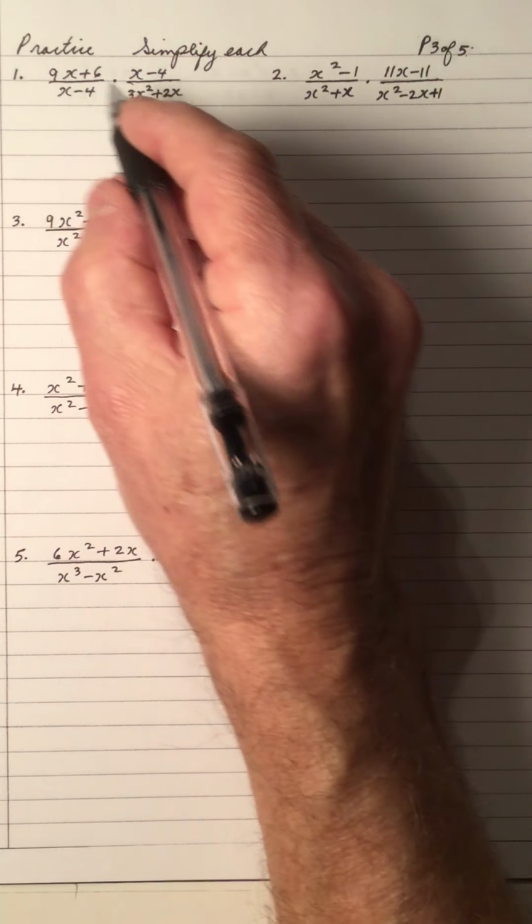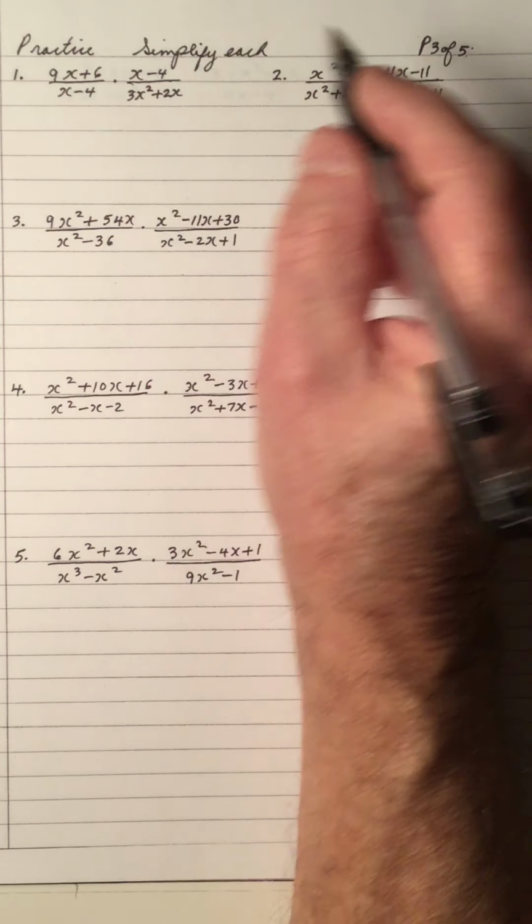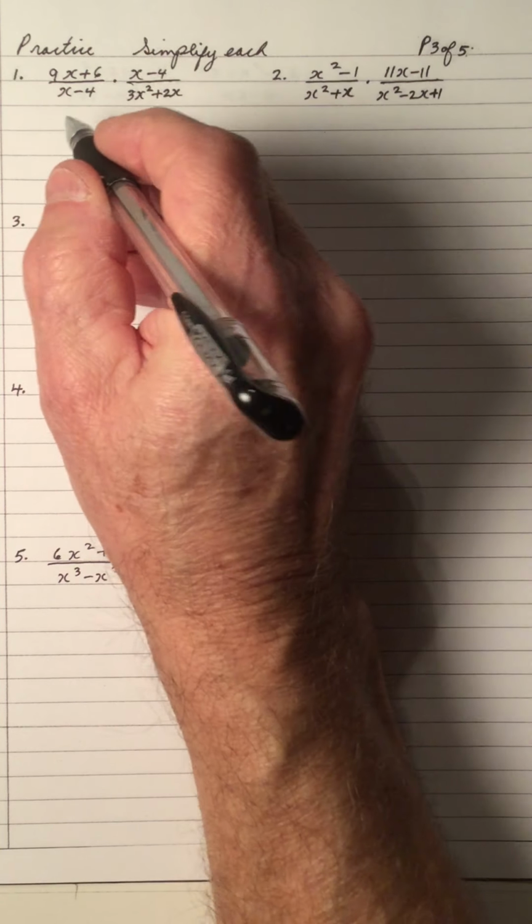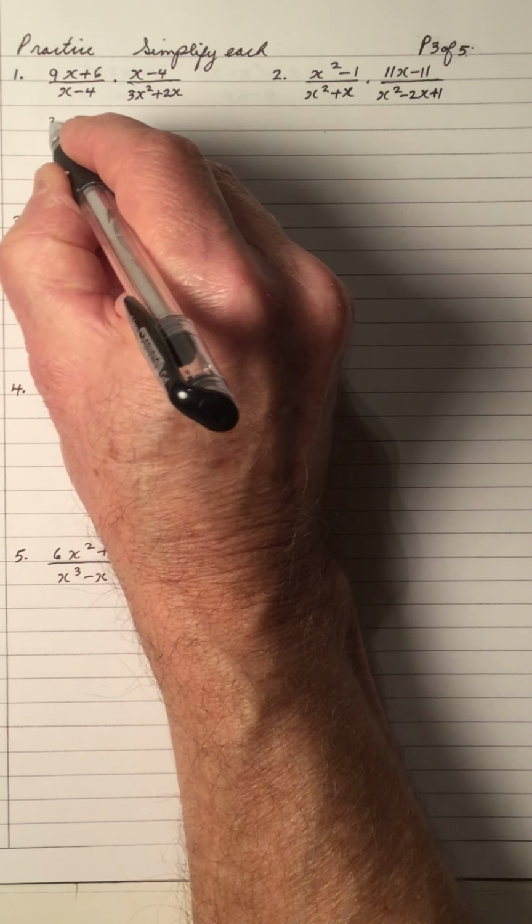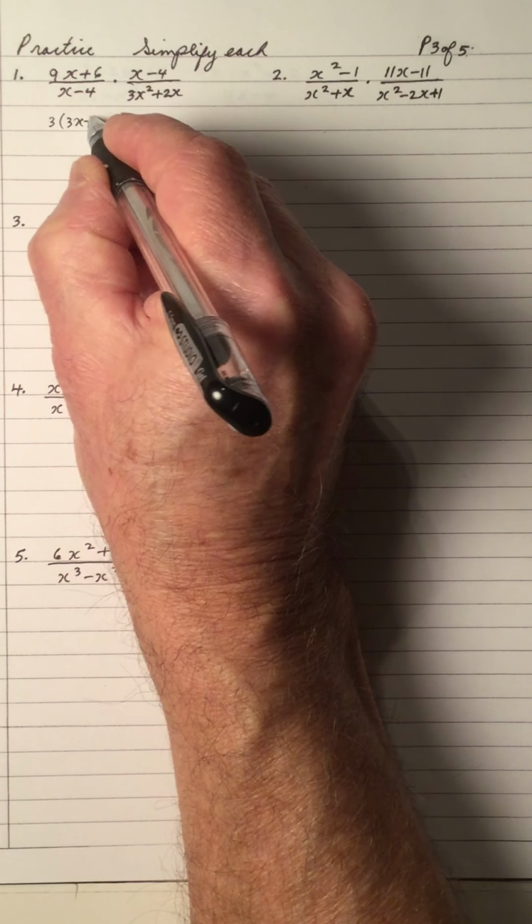Here we go, practice. Number 1. Again, we're multiplying the expression, so we're going to factor. So 3 is a GCF, so that's 3 times x plus 2.